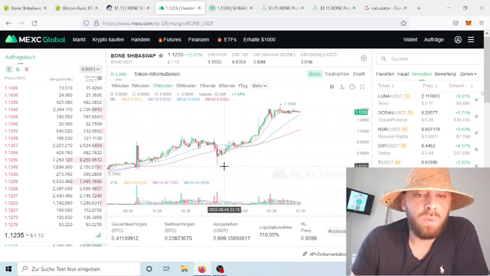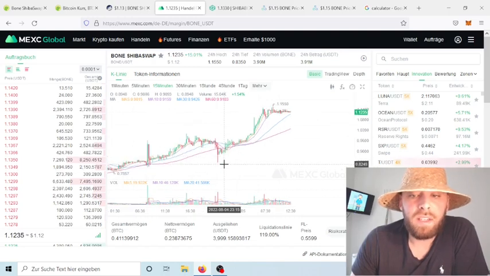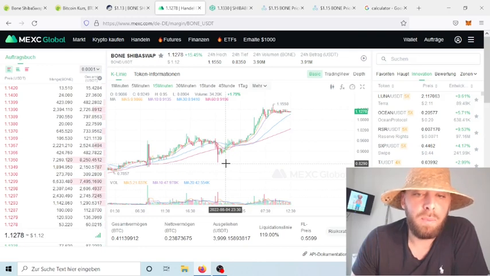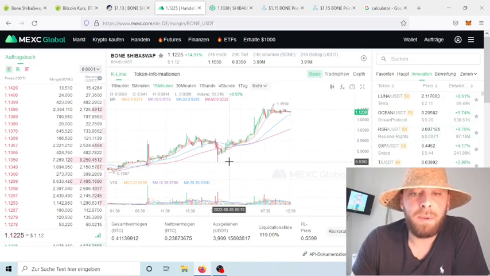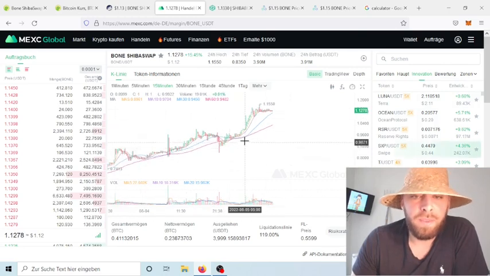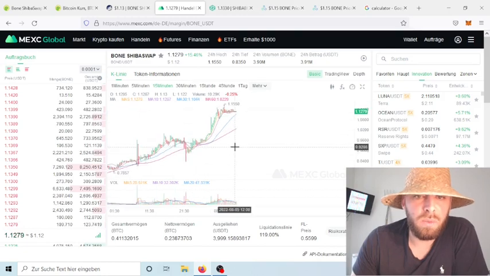It is always good when some whales are dumping the price for a short time, throwing their tokens out of the market, and then the small investors can buy those tokens. With this, of course, time by time our pump and dump risk for the BONE ShibaSwap token will get smaller. With this, let's check out now in which direction we are heading.